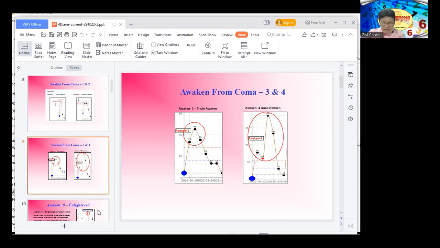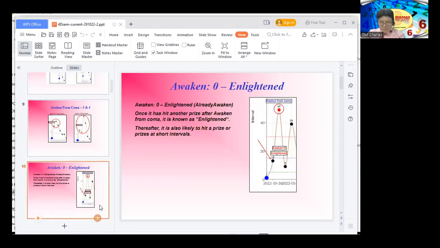Okay. Then we have this. This part is something which many people also find not easy to understand. I will now try to explain to you clearly what I mean by Awaken 0.